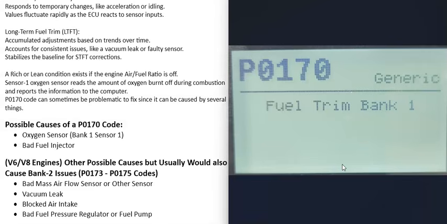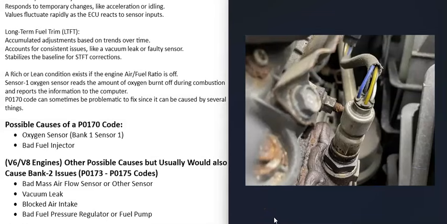And so what would be some possible causes of a P0170 code? Well, the first thing that could cause this is a bad O2 sensor, mainly that bank 1 sensor 1 O2 sensor. It might have just gone bad and be reporting bad information back to the computer. So the computer just thinks there's a problem when there isn't.